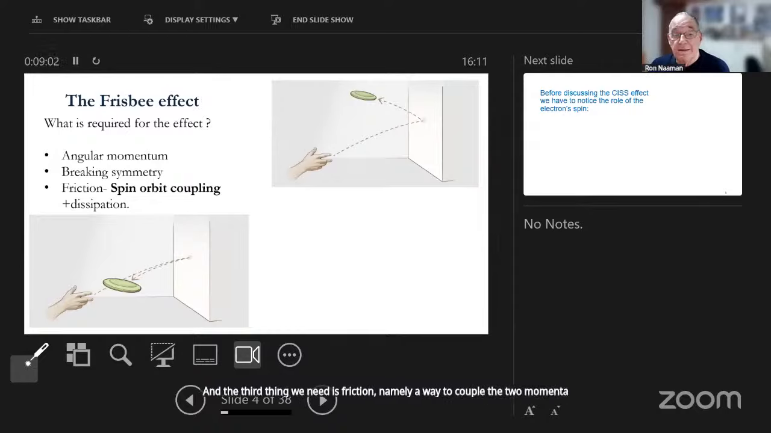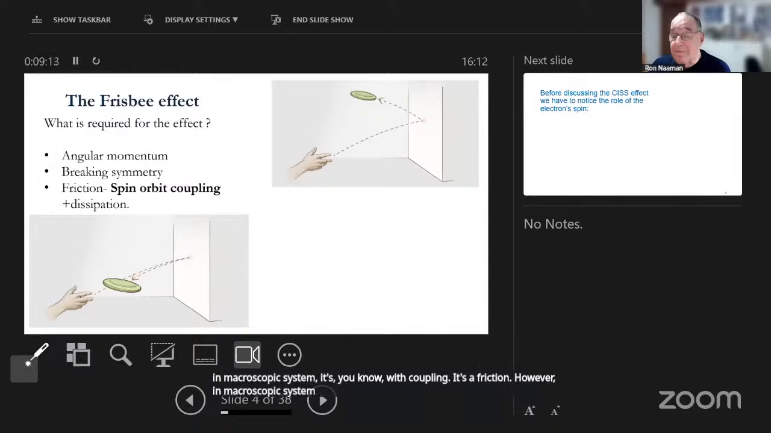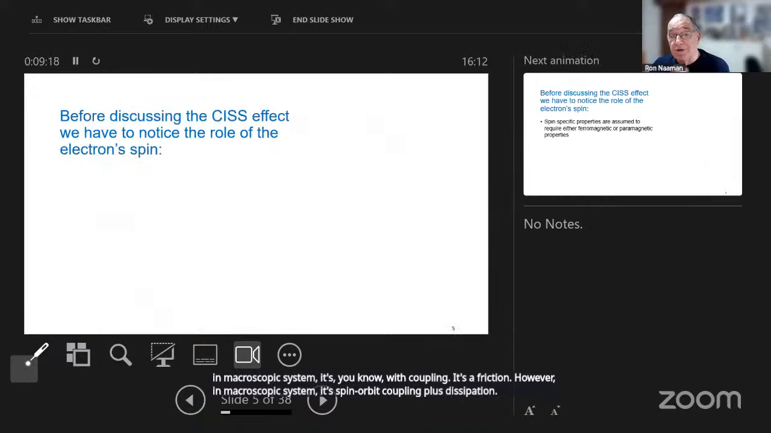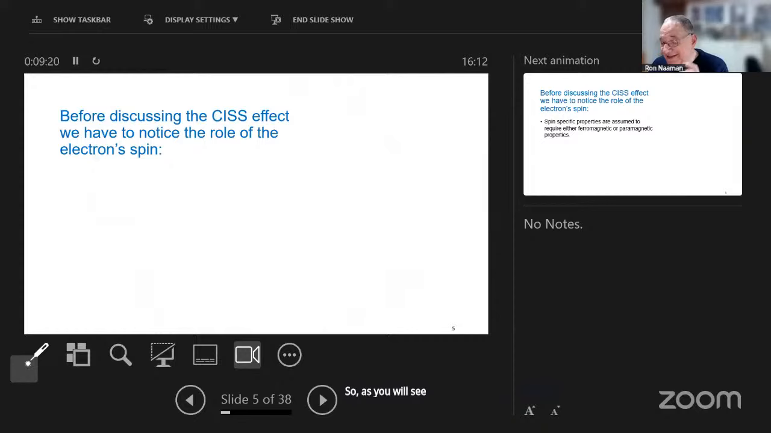In a macroscopic system, it's friction. However, in a microscopic system, it's spin-orbit coupling plus dissipation. So as you will see, this really describes the CISS effect.